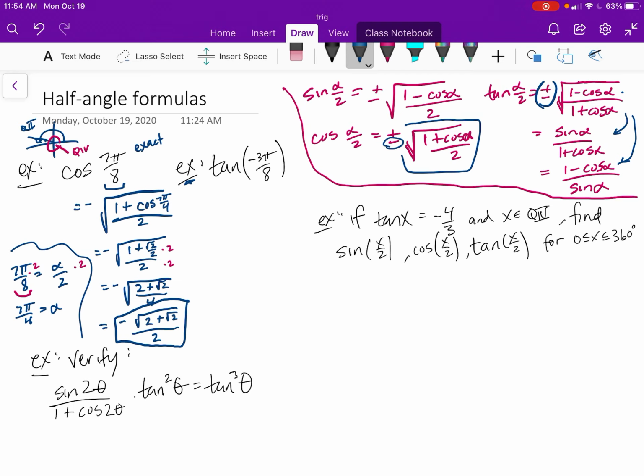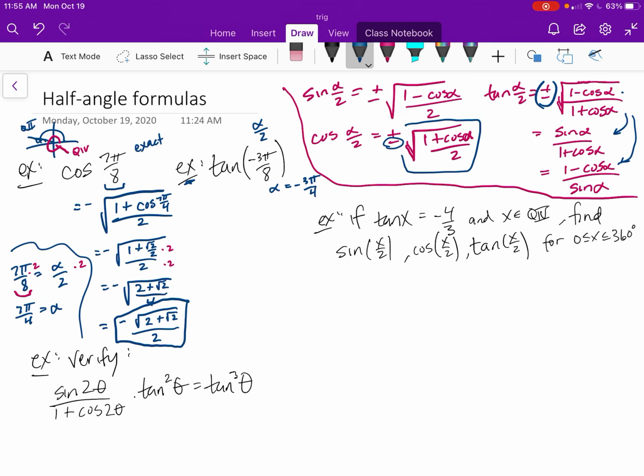All right, looking at this next one, tangent of negative 3 pi over 8. So again, kind of thinking half angle. So what is alpha? If this is alpha over 2, what is alpha? Because looking at tangent, all three of these require us to know alpha. So alpha then is negative 3 pi over 4.